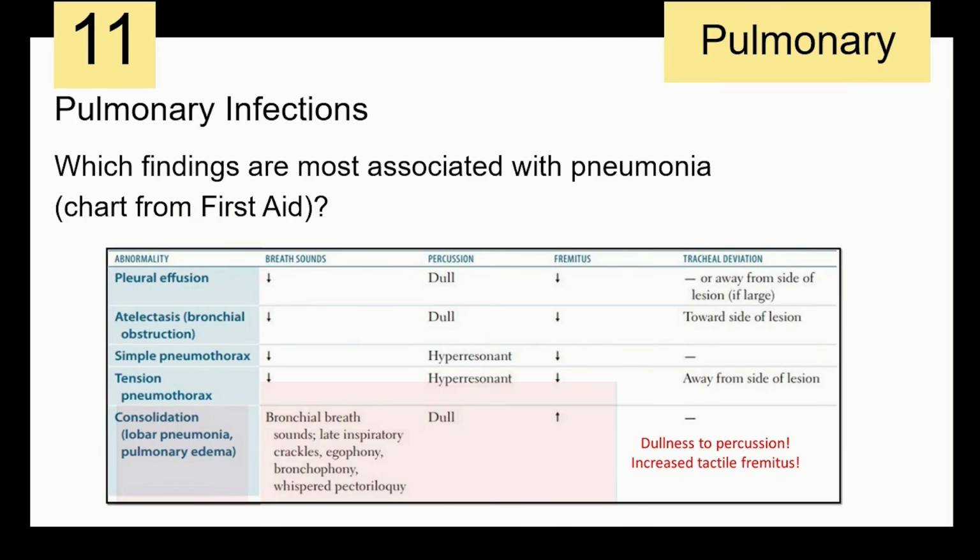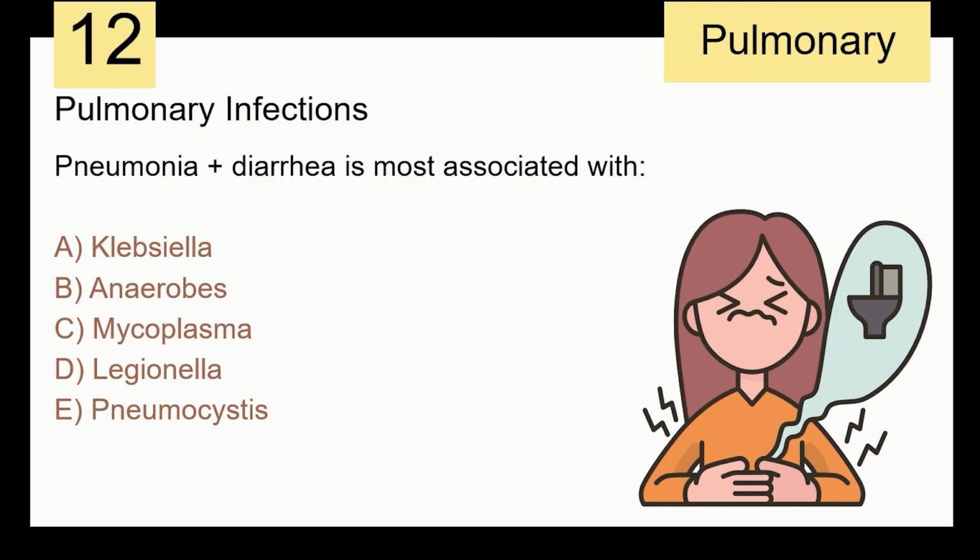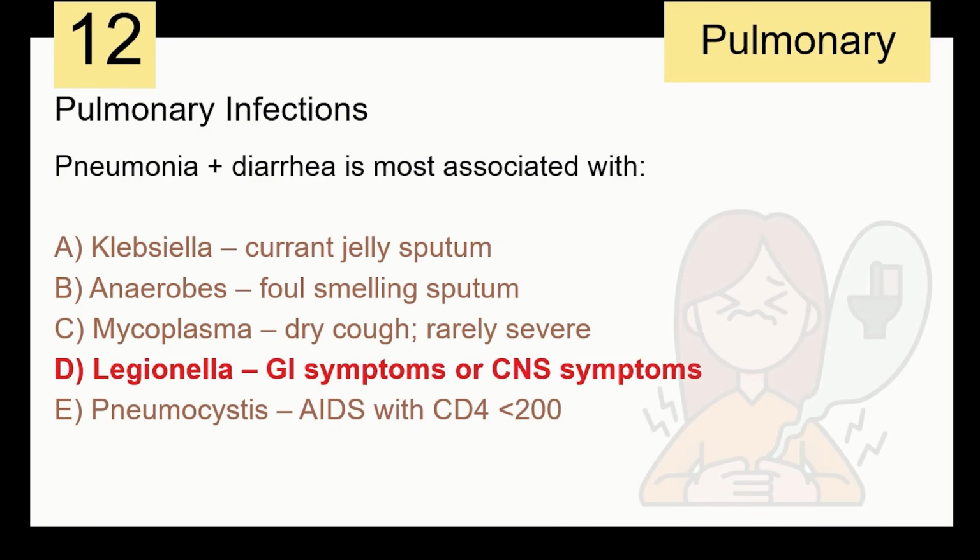This is in contrast to, for example, atelectasis, where although there will be dullness to percussion, there will be decreased tactile fremitus. Question 12. Pneumonia and diarrhea is most associated with Legionella. In Legionella, we see pulmonary symptoms, GI symptoms, or even CNS symptoms.